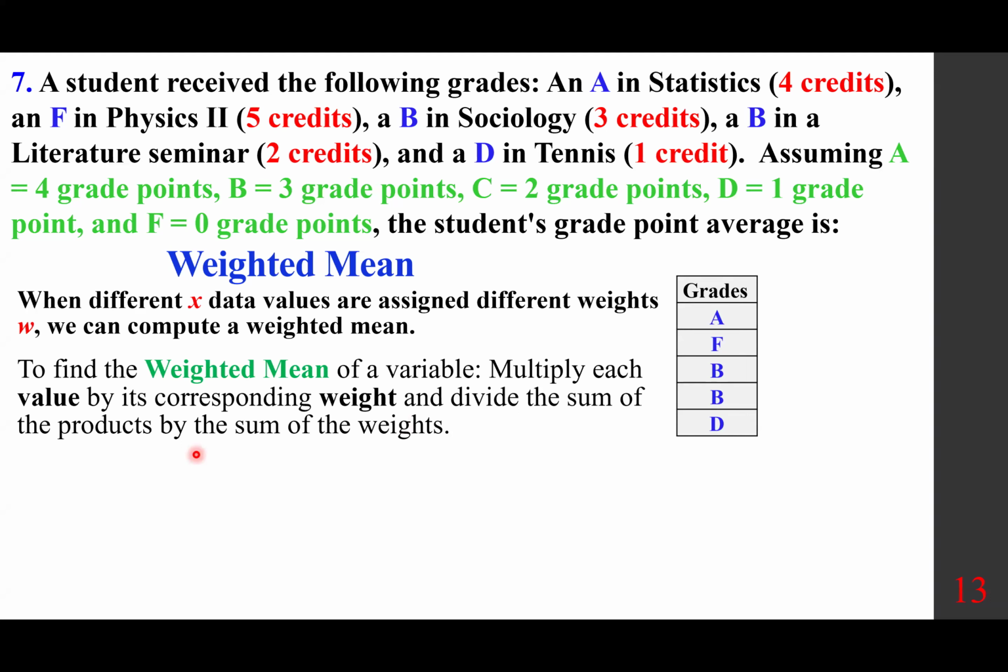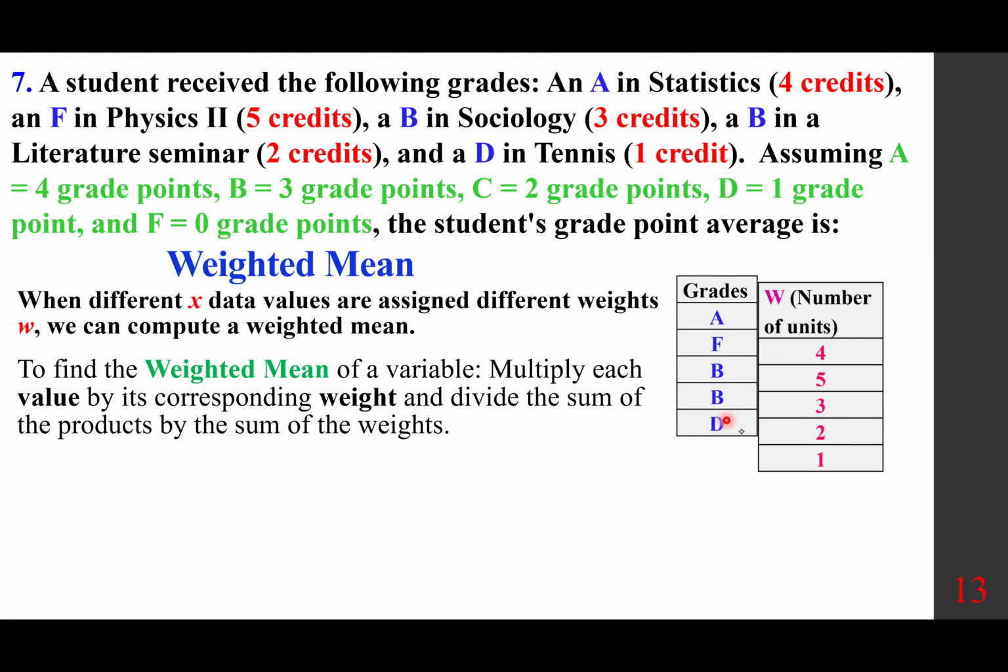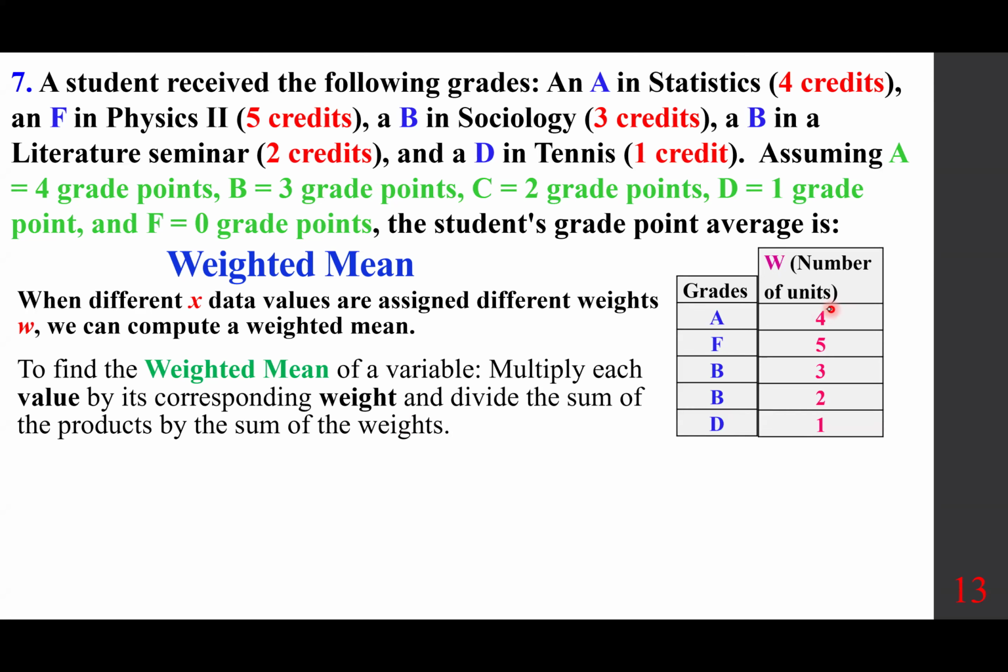So A, F, B, B, D. A was 4 units. F was worth 5 units. Then we have B 3 units, another B 2 units, and another D 1 unit. And we know A is worth how many points? 4. F is worth 0. B is worth 3. This one also 3. D is worth 1. So in short, we are going to multiply this column by this column and divide by the weights.